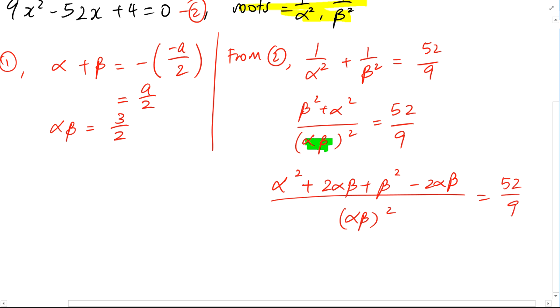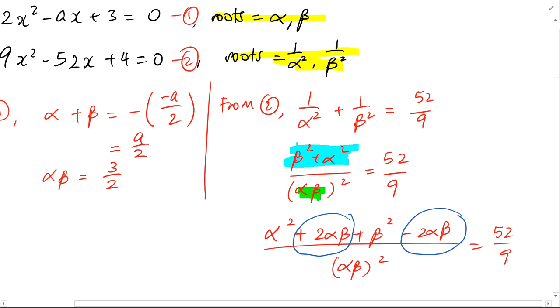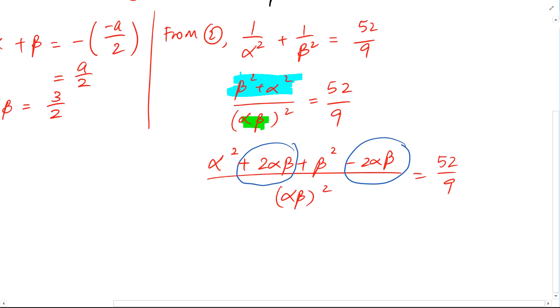Yeah, isn't this what I'm doing? Look at this one over here. I got plus 2 alpha beta and minus 2 alpha beta, right? Let's just compare the numerators for these two fractions. Alpha square plus beta square. Are you able to get the value of alpha square plus beta square straight away? We don't have it, right? We only have sum and product of roots.